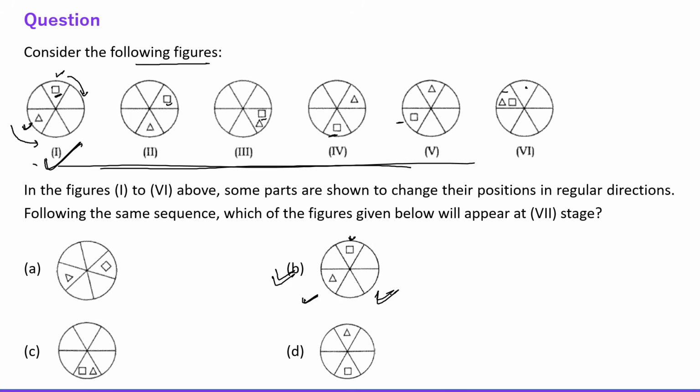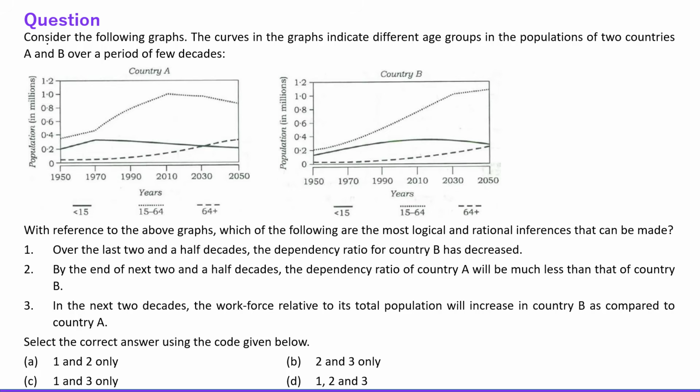Now let's move to the next question. Next question says, consider the following graphs. The curves in the graphs indicate different age groups in the population of two countries A and B over the period of few decades.